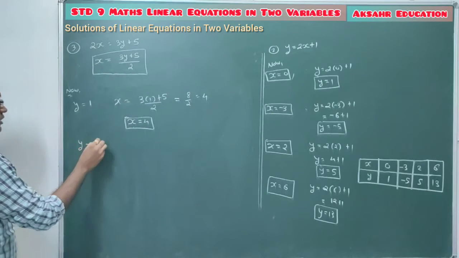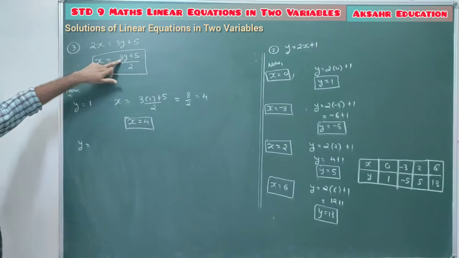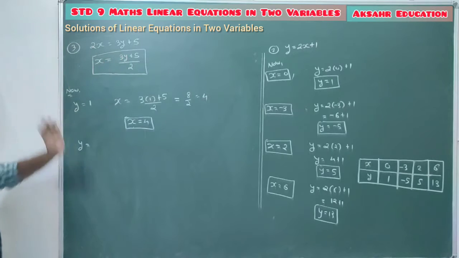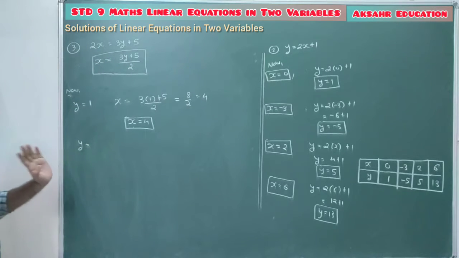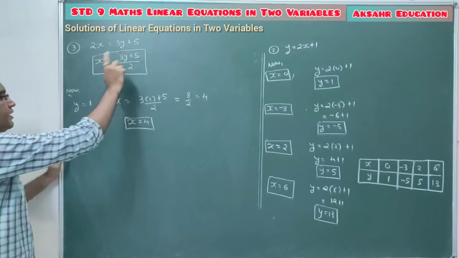Suppose you are taking y equal to 2, then it's 3 into 2, 6 plus 5, 11 by 2. So we are avoiding that value of y. We can take that value, but for the purpose of graph we are avoiding that value of y. So we can't take 2.